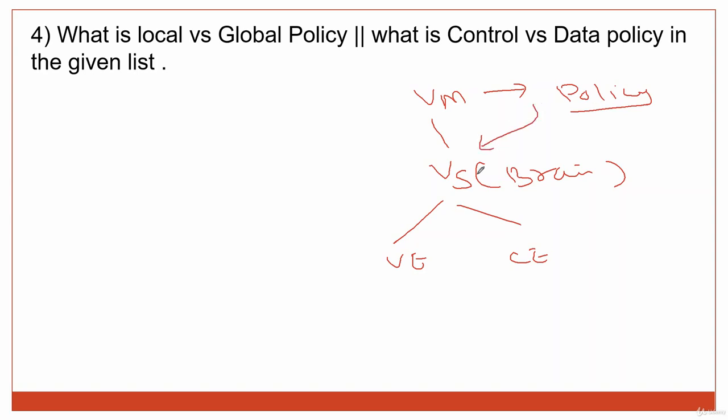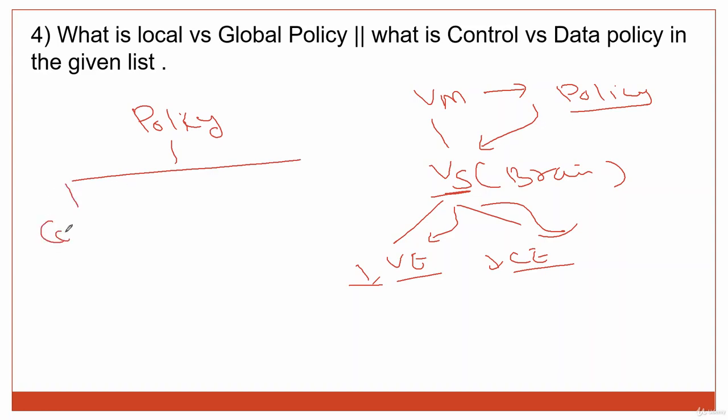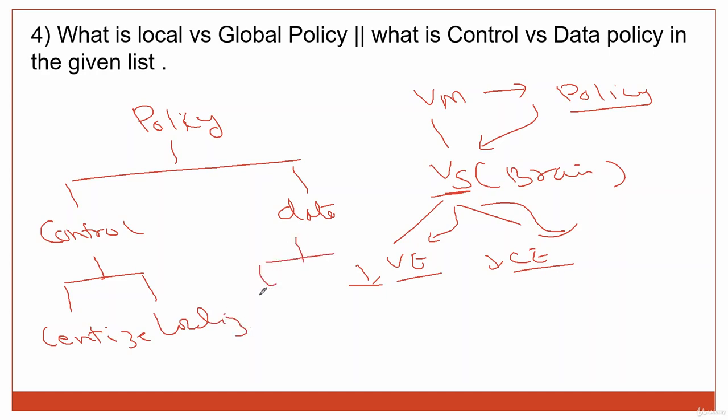Now this policy will be pushed to vSmart and then vSmart will push those policies to vEdge or cEdge. Now suppose if it is a data policy, the vEdge or cEdge will download that policy. If it is a control policy, then it will reside at the level of vSmart. So when we are talking about policy, we have two different types of policy. We have control policy and then we have data policy. Now both the control and data policy can be centralized and localized.